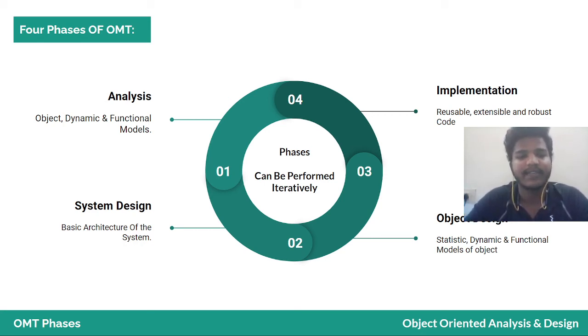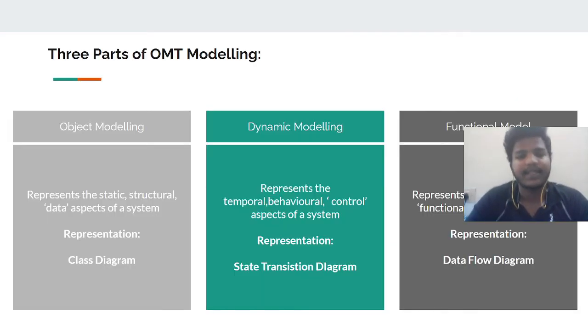The implementation phase of the OMT is nothing but a matter of translating the design into a programming language. Here we develop the code. It is important to have a good software engineering practice so that the design phase is smoothly translated into the implementation phase. Coming to the parts, there are three parts of OMT modeling as we represented here.